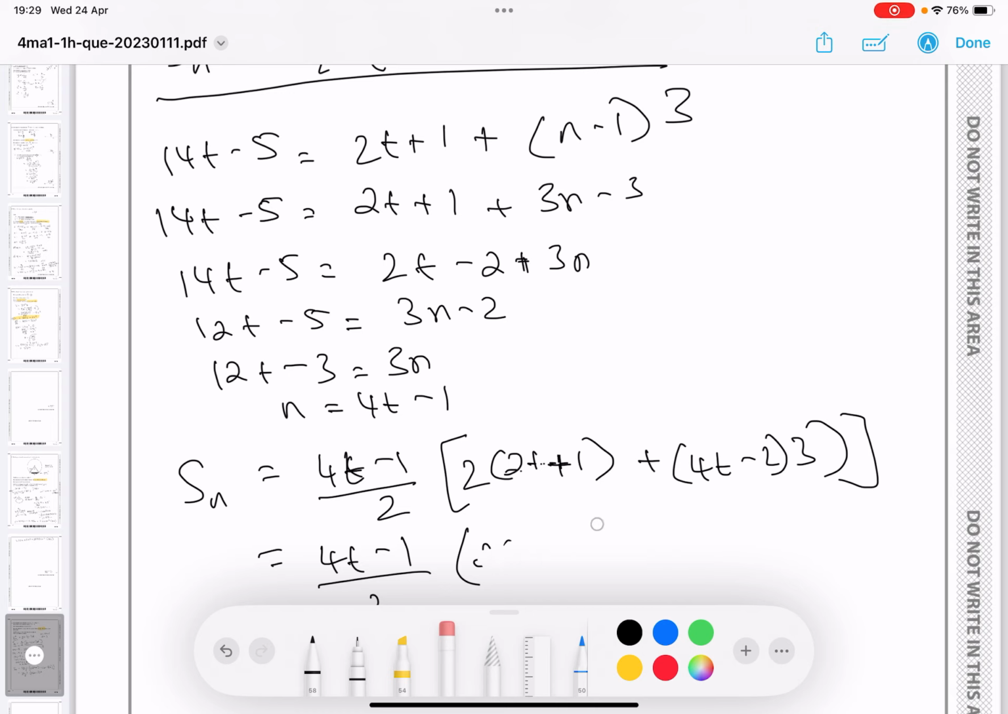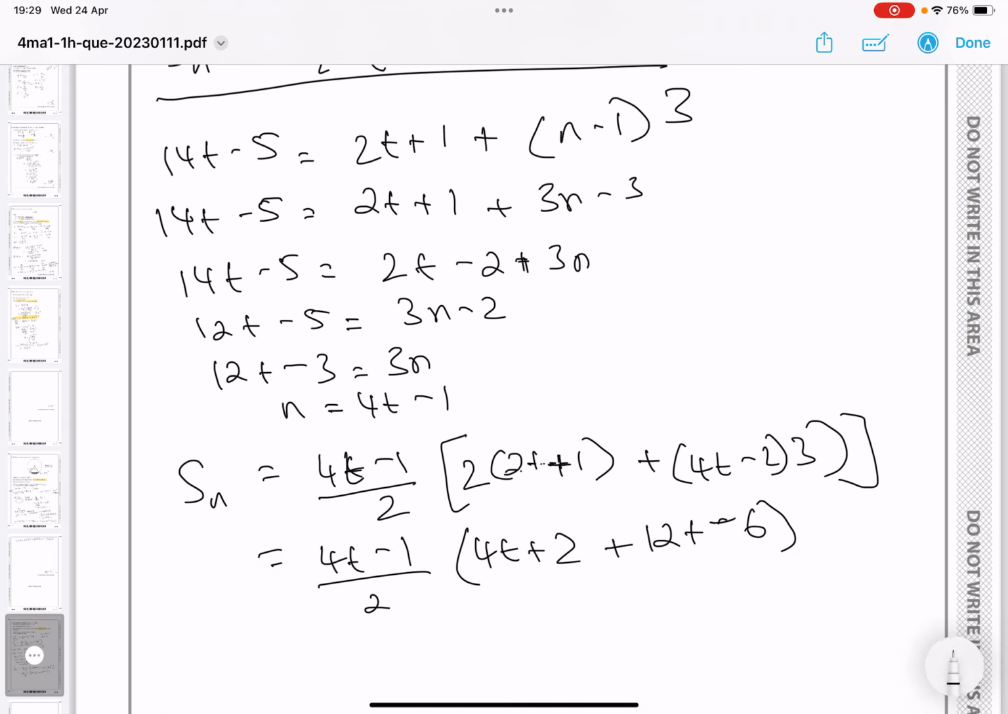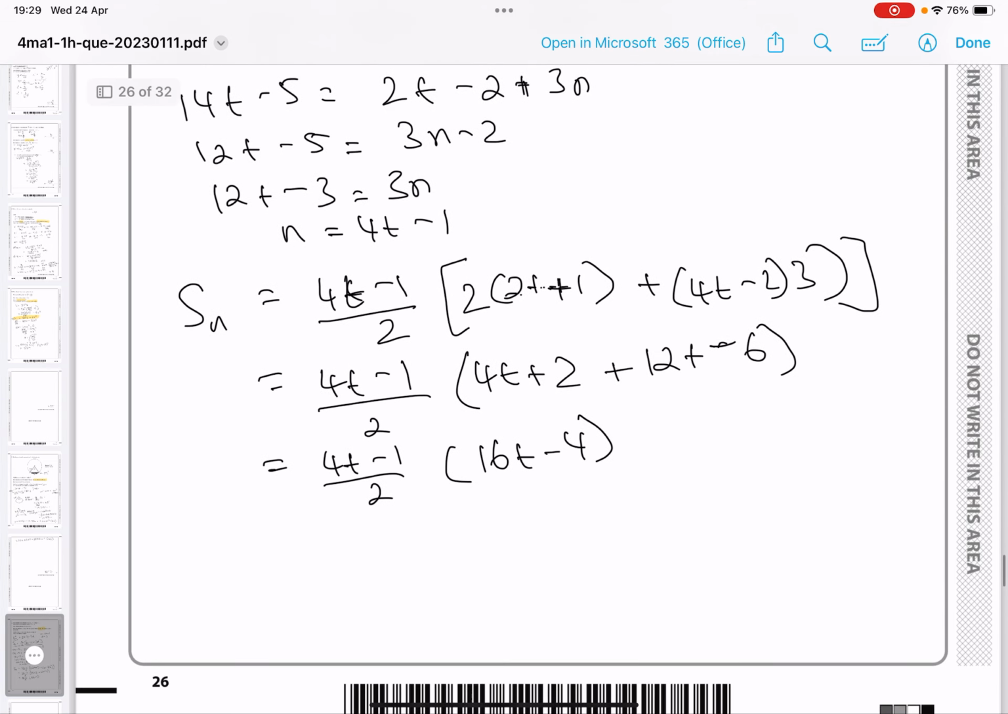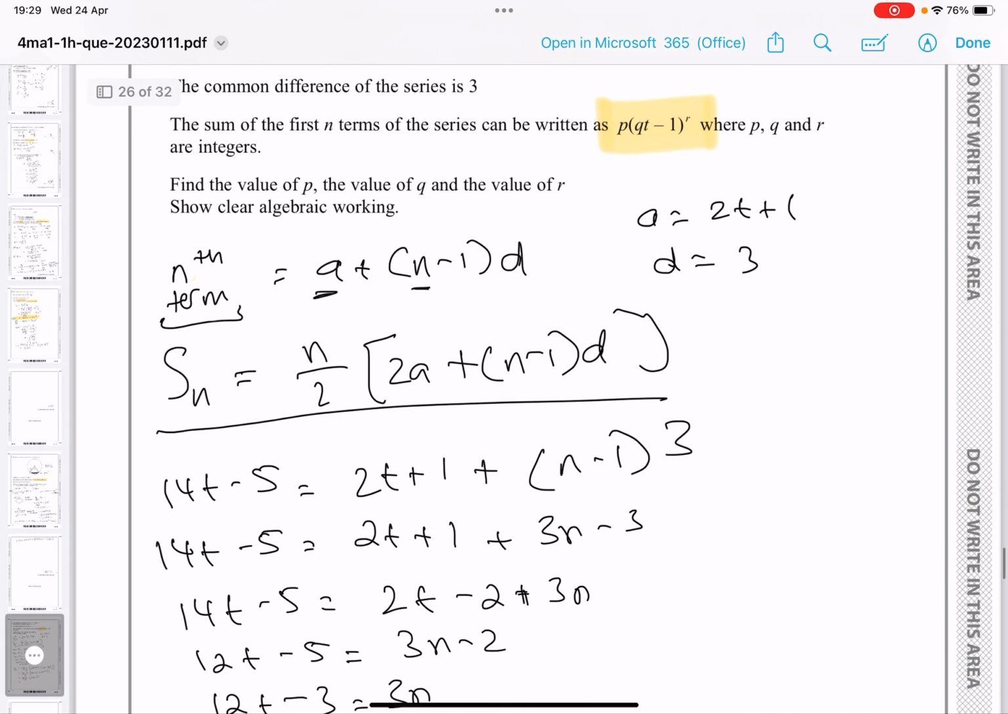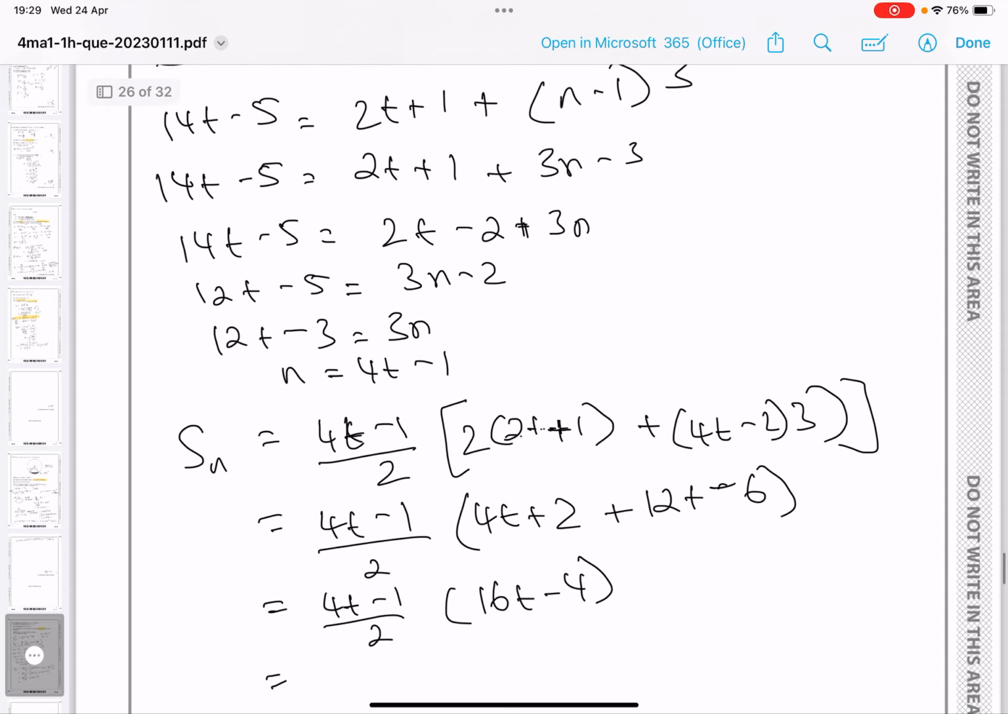Let me quickly rub that out. I'm just going to expand the brackets, guys. So that'll be 4t plus 2 plus 12t minus 6, and that'll give you 4t minus 1 over 2, times 16t minus 4, and you can rewrite this into that format, p in brackets qt minus 1 to the power of r.